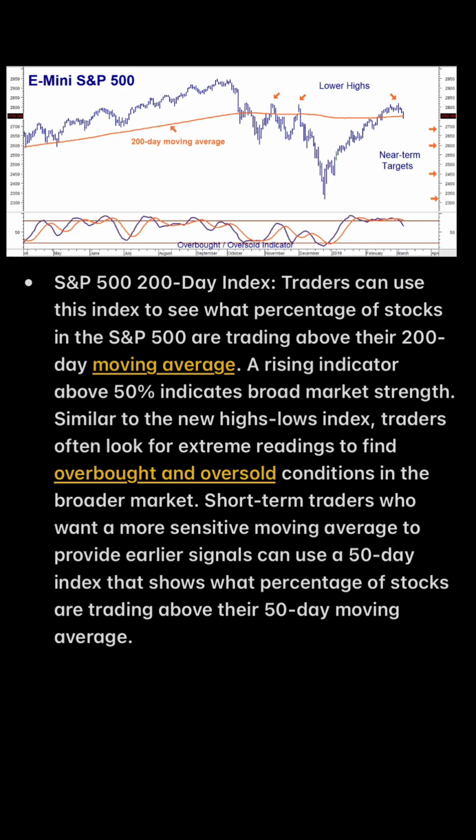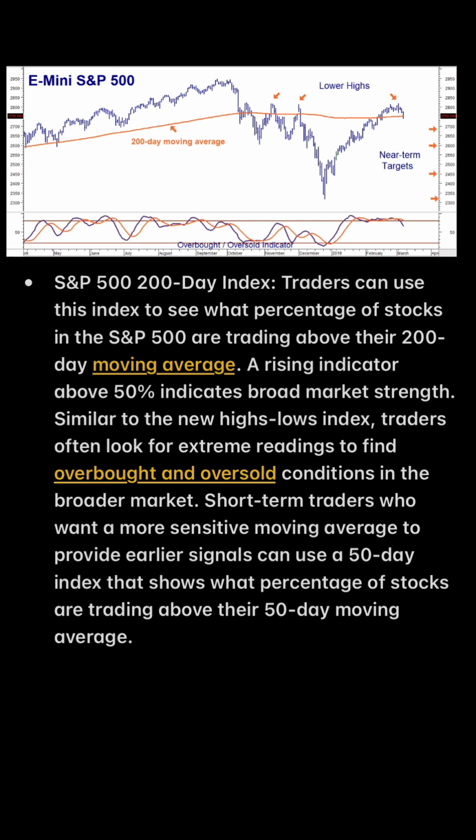Now, this one is interesting because this is what is considered almost a benchmark, specifically in a major index, the S&P 200-day index. Traders can use this index to see what percentage of stocks in the S&P are trading above their 200-day moving average. A rising indicator above 50% indicates broad market strength. Similar to the new highs, new lows, traders often look for extreme readings to find overbought and oversold conditions in the broader market. Short-term traders who want a more sensitive moving average to provide earlier signals can use a 50-day index that shows what percentage of stocks are trading above their 50-day moving average.